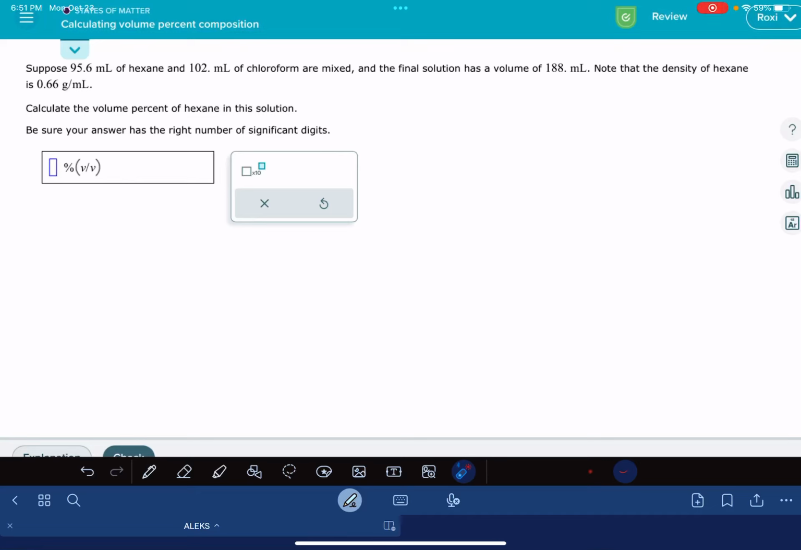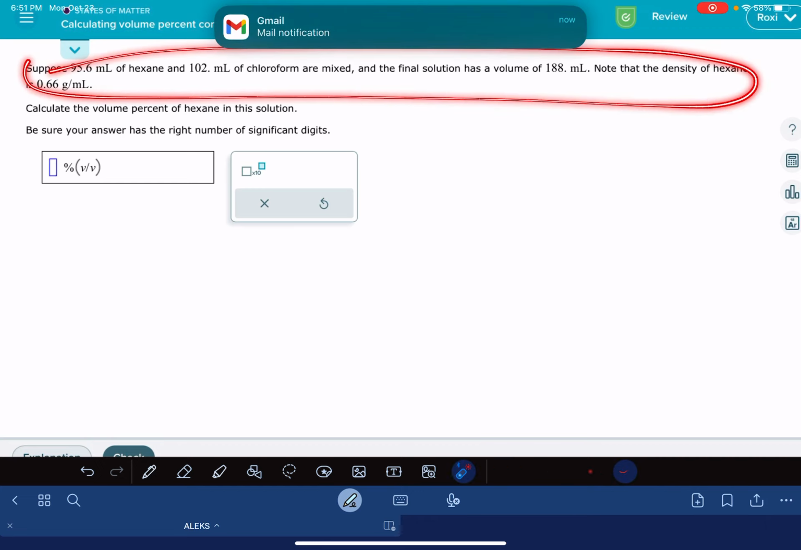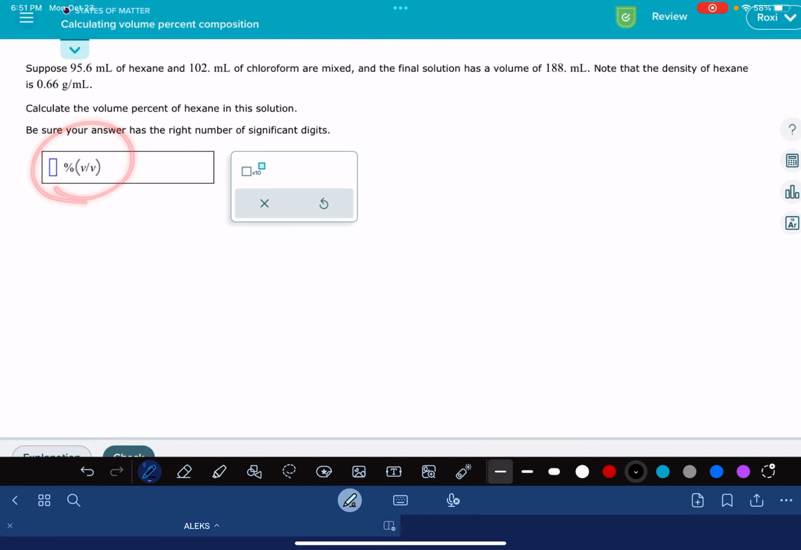In this video, I'll show you how to solve the ALEKS problem called calculating volume percent composition. So in this problem, you will be given some data about a solution and you're being asked to calculate the volume percent for that particular solution. To do that, we're going to take the volume of the solute and divide that by the volume of the solution and multiply that by 100.